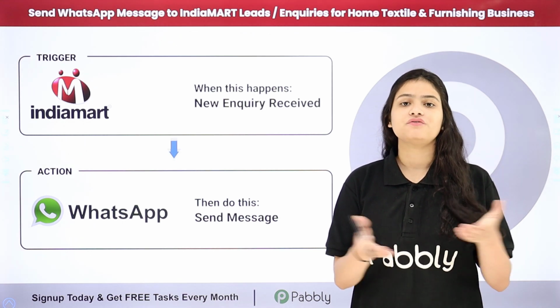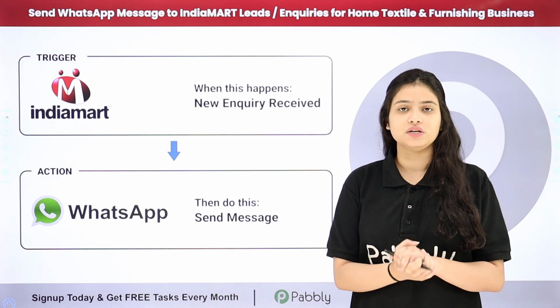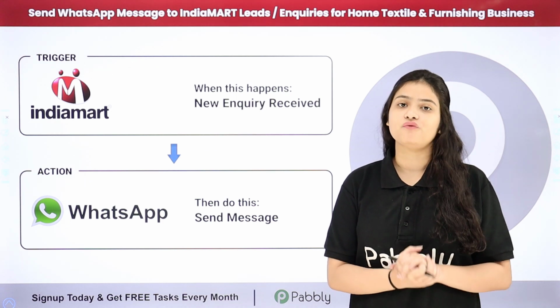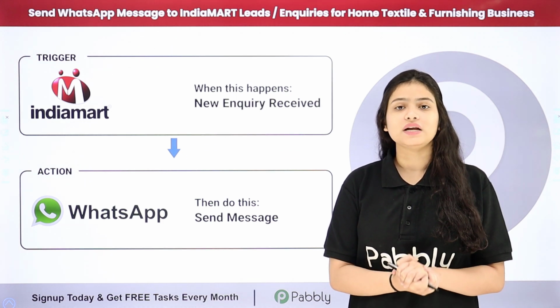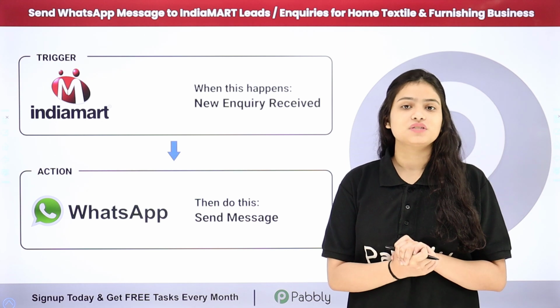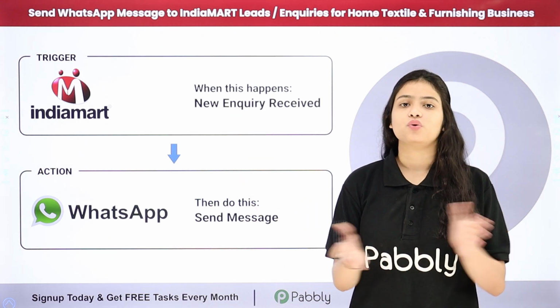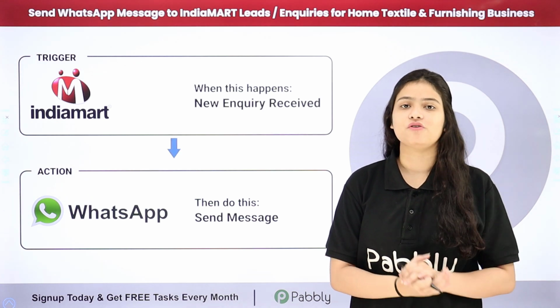Now my objective is that for my business, whenever I am going to receive a new lead or a new inquiry through IndiaMART, then I want to connect with that lead with the help of WhatsApp. So how we are going to automate this entire process? For this, we will have to set up the connection between IndiaMART and WhatsApp, and that we are going to do without any coding and programming skills, simply with the help of Pabbly Connect.